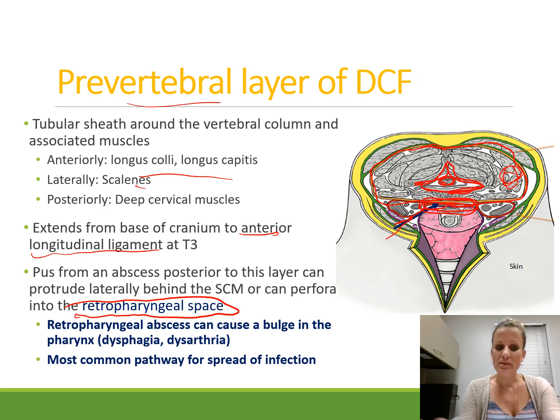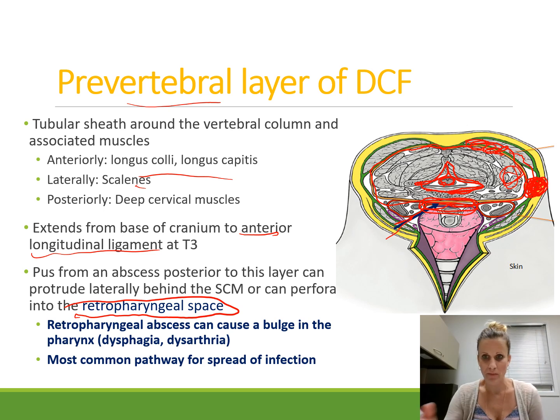So what happens is when there's pus from an abscess that's posterior to the prevertebral layer, somewhere back here, the pus will actually travel over into this region, and a couple different things can happen. It can bulge, right? There can be an abscess and a bulge that protrudes laterally here, right behind the sternocleidomastoid. So you see this is the sternocleidomastoid right here. So laterally, right behind that, we can end up with a bulge from the pus traveling out laterally.